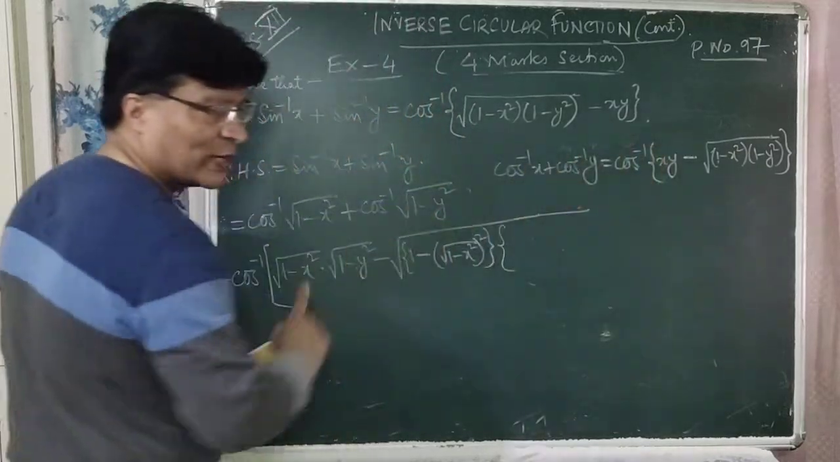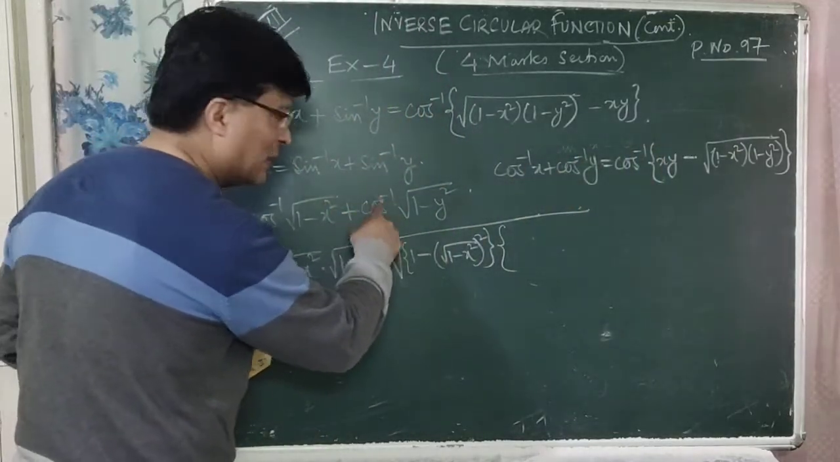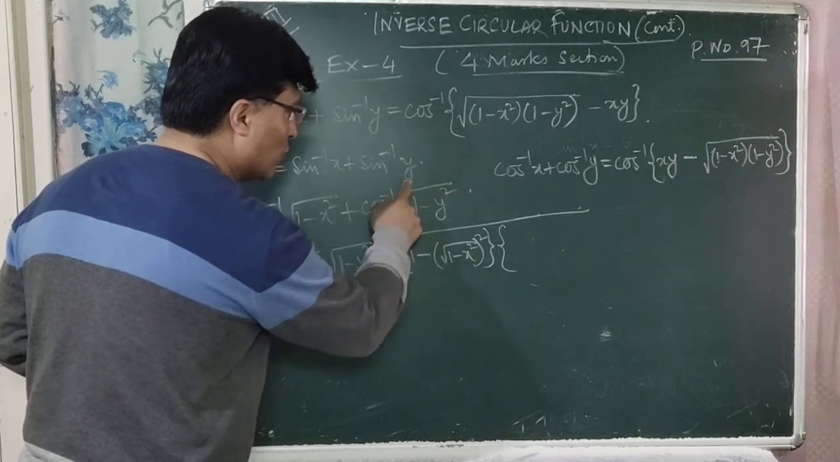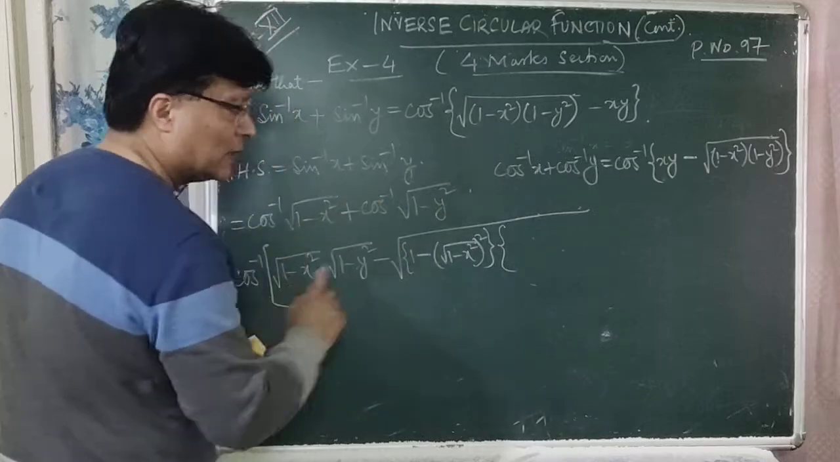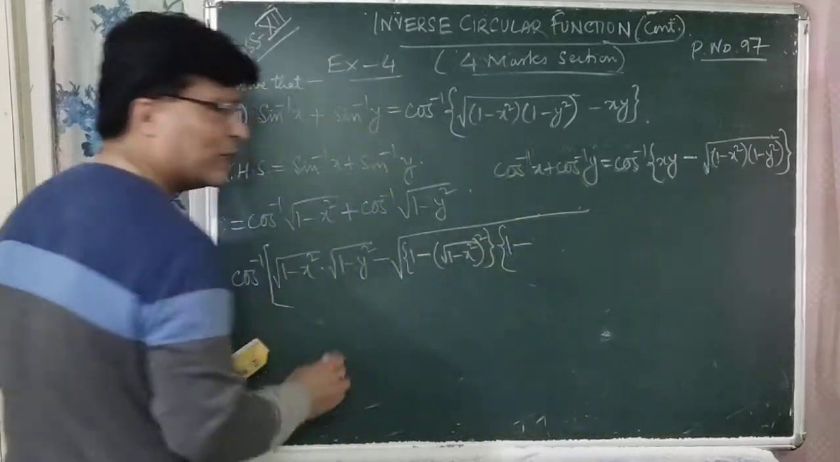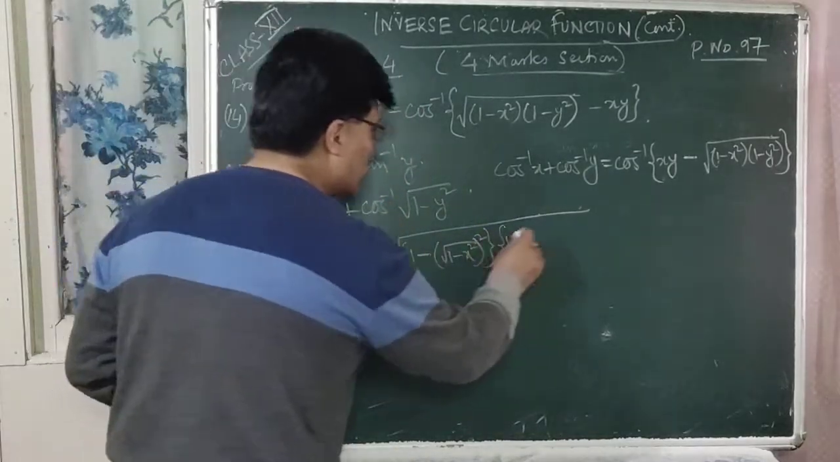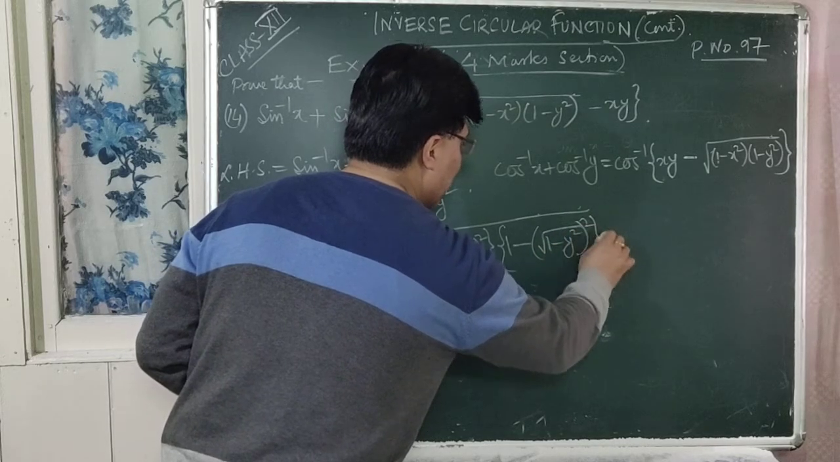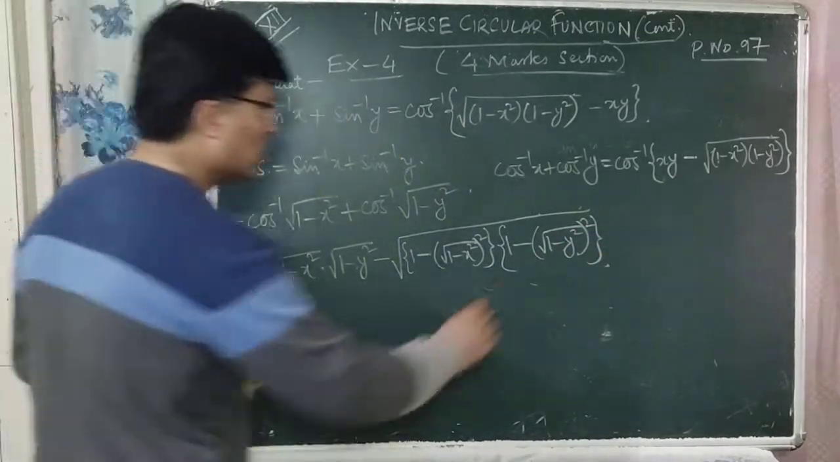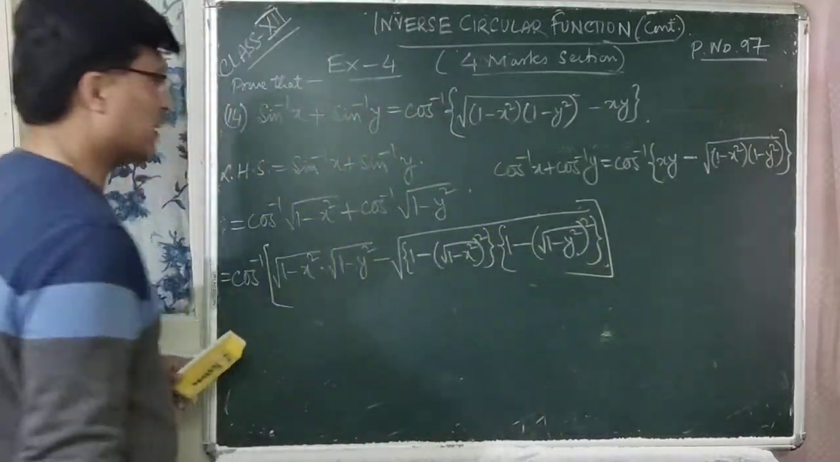It is 1 minus y square. But what is y here? It is root under 1 minus y square. This whole thing is y. So 1 minus, what is y whole square? In this case, it is root under 1 minus y square whole square. Second bracket is closed. Then also third bracket is closed.